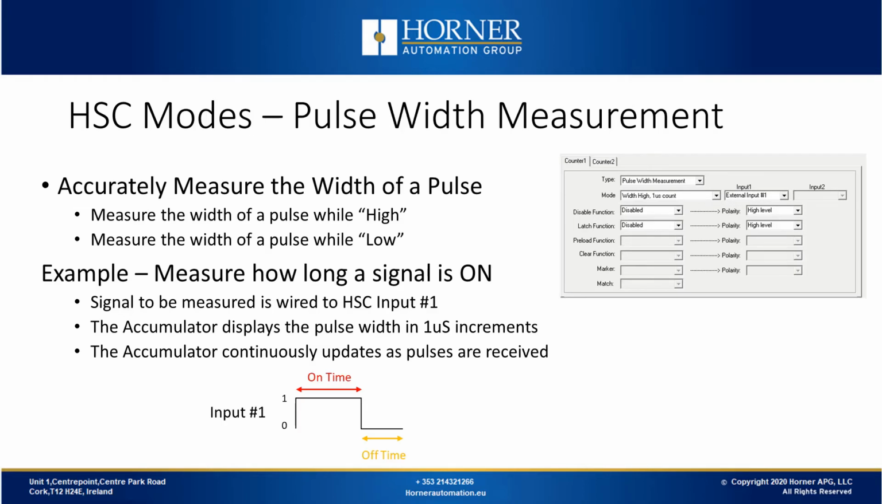Now let's talk about accurately measuring the width of the pulse. You can measure the width of the pulse when it's high or when it's low. In my example, we're going to measure the width of the pulse when it's on, or high. We're wiring the signal to be measured as high-speed counter input 1. I've configured pulse width measurement for my type. My results are going to be in 1 microsecond counts, connected electrically to the external input number 1. As pulses come in, the accumulator will be displaying the width of the last pulse in 1 microsecond increments. The accumulator is continuously updated as new pulses come in.